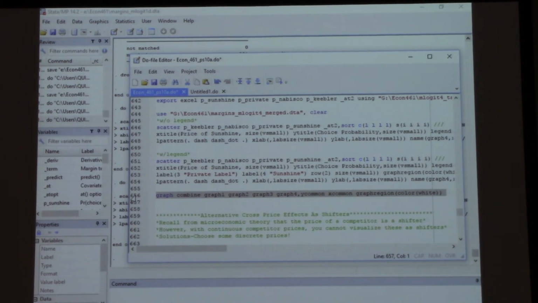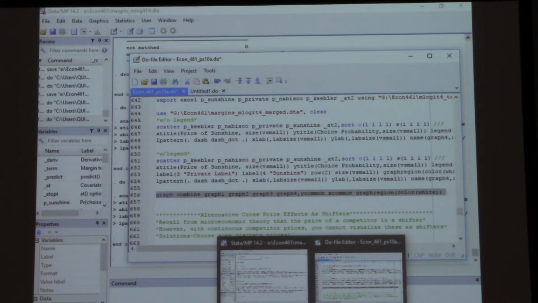Y common means use a common y-axis, and X common means use a common x-axis. And you get that four-panel graph. That's literally what you're going to use for the four-panel graph.